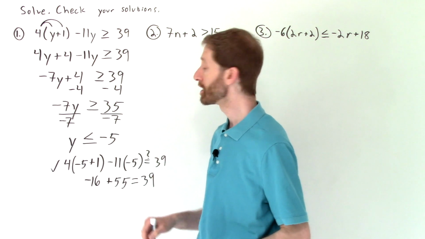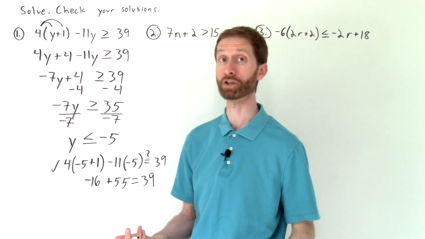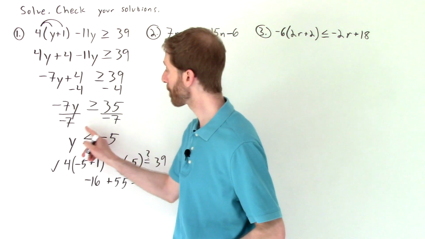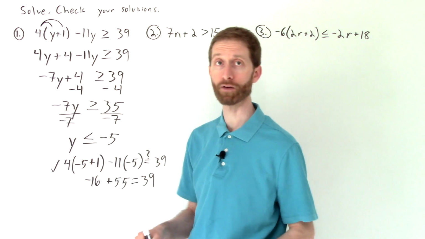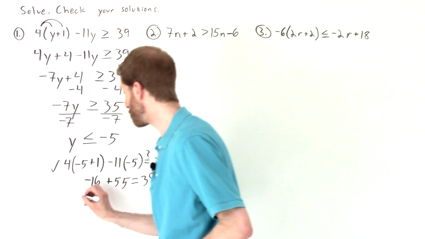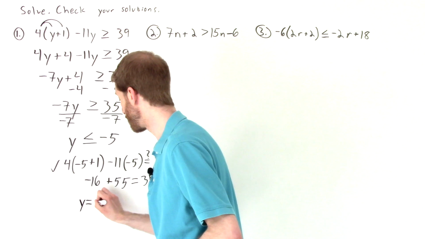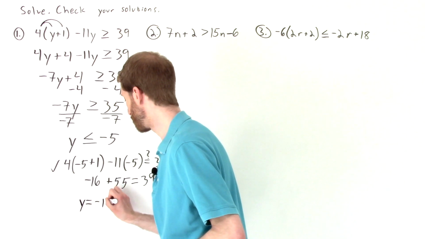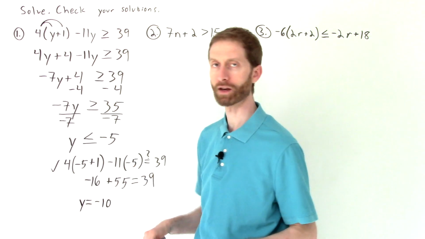Now to check to see if our inequality sign is going in the correct direction, you should pick a number that is less than or equal to negative 5 and see if it makes for a true inequality. So I'm going to pick like y equal to negative, I don't know, 10. Make it a little bit farther away from negative 5 so there's no question.